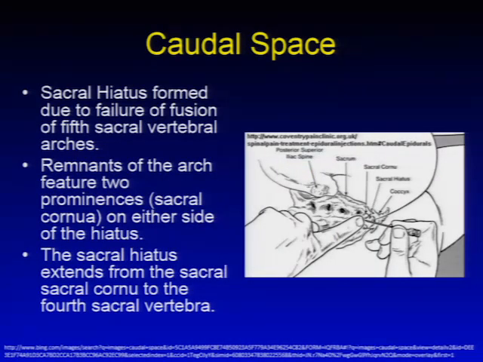Next, we will review the caudal space. The sacral hiatus is formed due to failure of fusion of the fifth sacral vertebral arches. Remnants of the arch feature two prominences, the sacral cornu on either side of the hiatus. The sacral hiatus extends from the sacral cornu to the fourth sacral vertebrae.